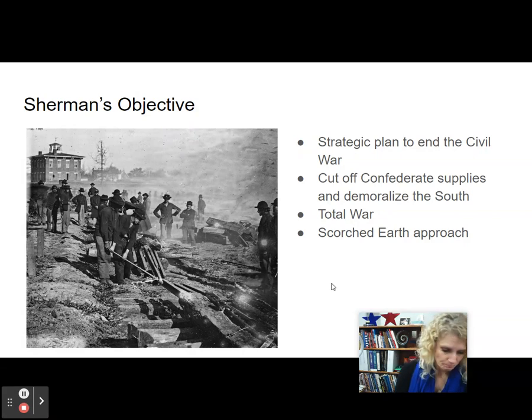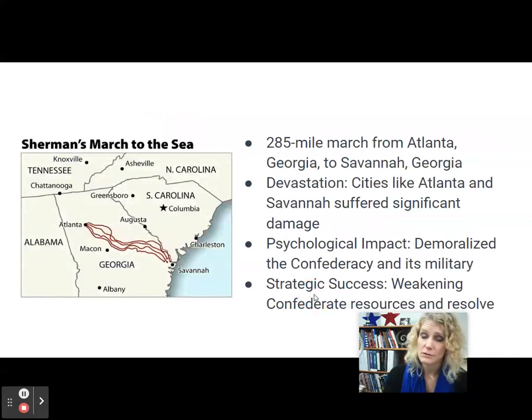March to the Sea. Sherman also set up a total war approach during this time period, and total war means anything in his path was going to be destroyed, whether it was civilian or not. He also had the scorched earth approach, in that anything that he touched would either be burned, broken, destroyed. And so it was a really ruthless 285 miles.